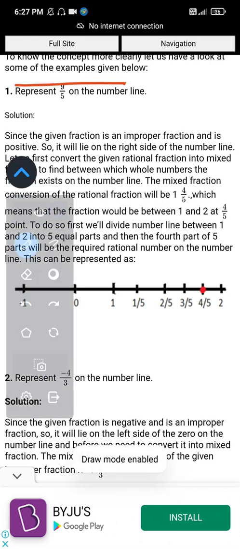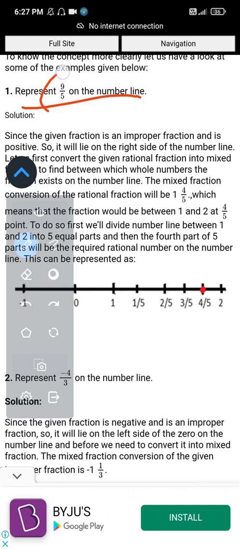The example is represent 9 by 5 on the number line. This is the improper fraction. Now when it is improper, you must understand this number is greater than 1. But we don't know exactly where it lies, because after 1 there is 2, 3, 4, so many numbers. So what we do, we convert 9 by 5 to a mixed fraction.